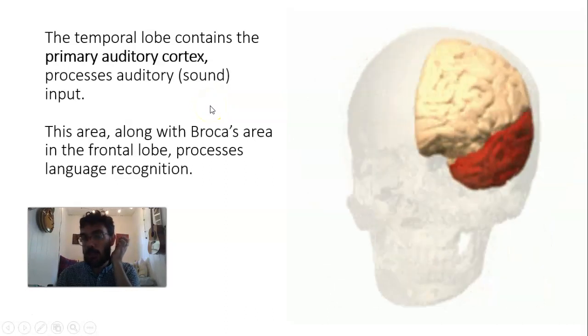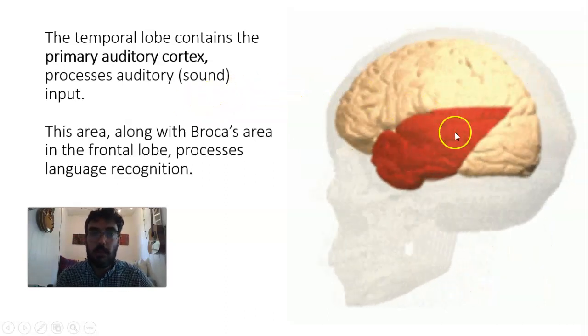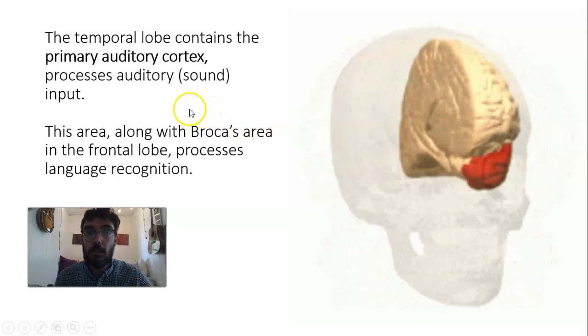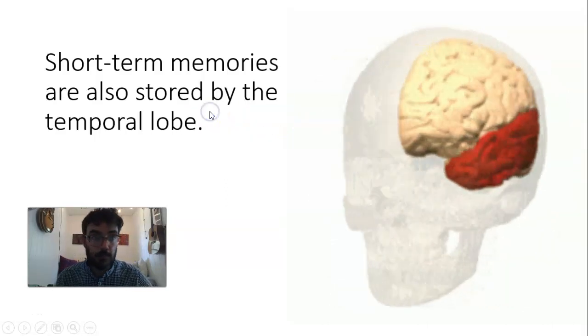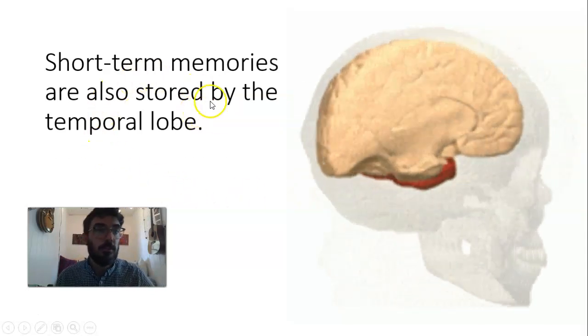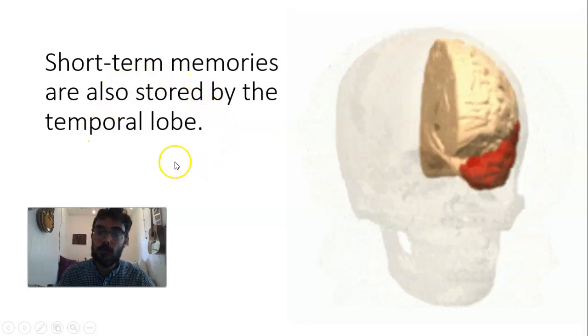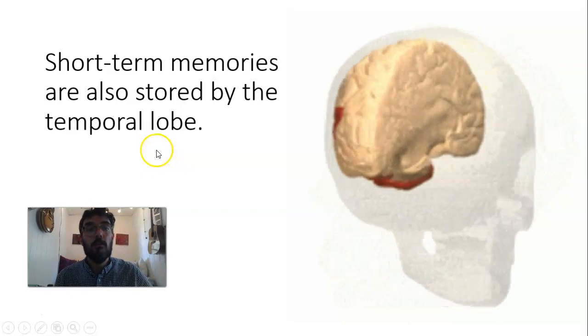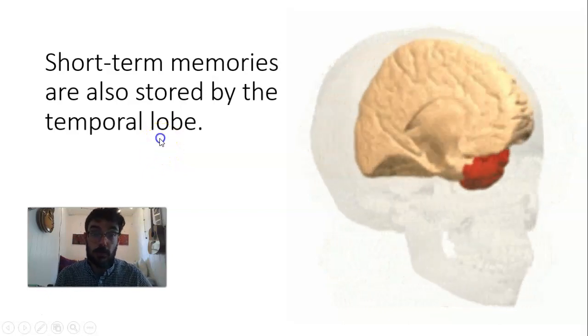Moving on to the temporal lobe, this has the primary auditory cortex. It hangs right by the ear, so it might be easy to remember that. So sound is processed here. And this, along with Broca's area, can help with language recognition. In addition, a little bonus function of the temporal lobe is that there's short-term memories stored there until they can be either stored as long-term memories or sort of washed away.